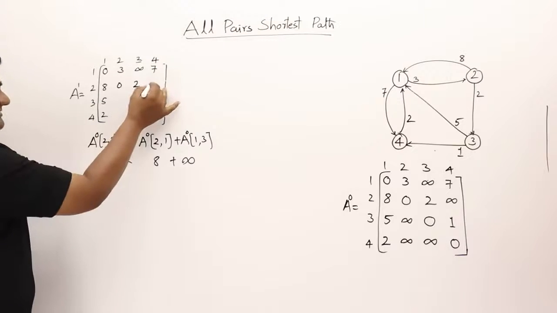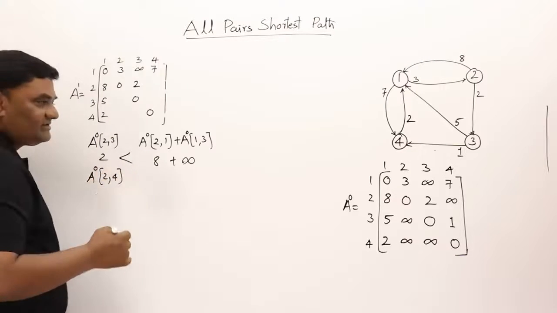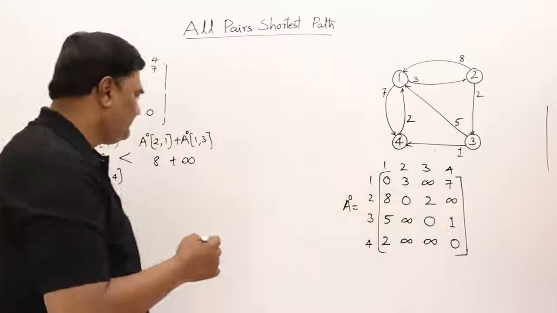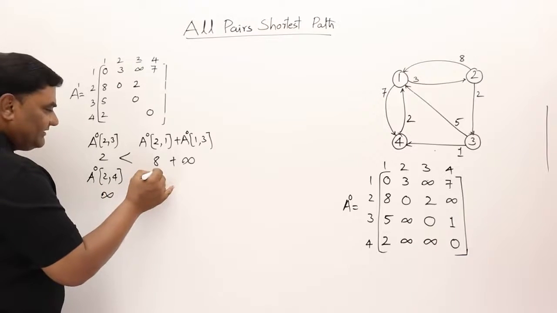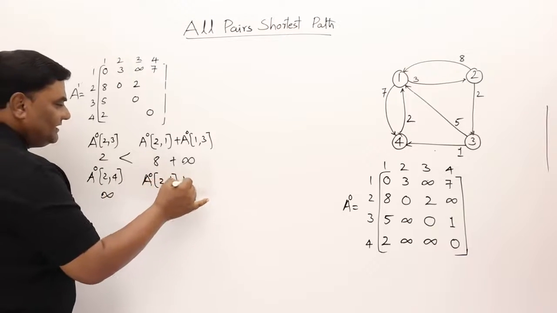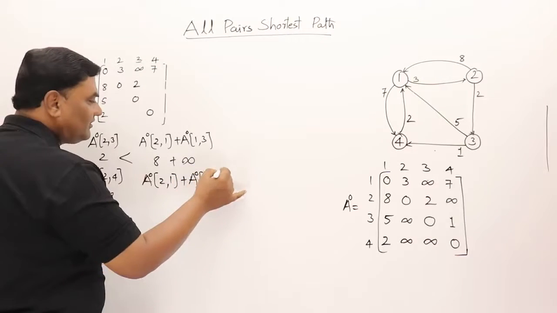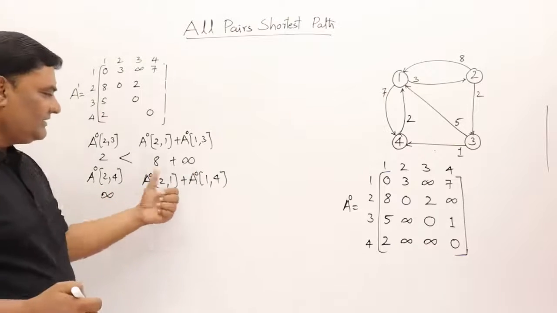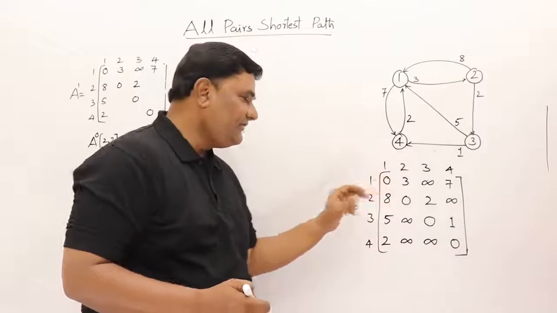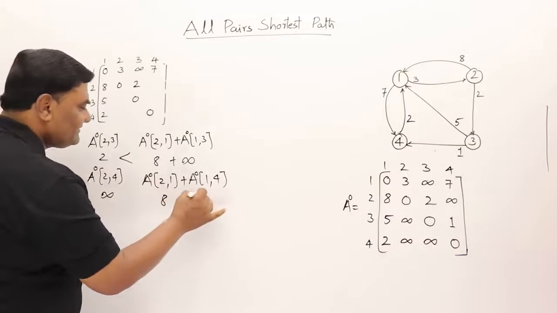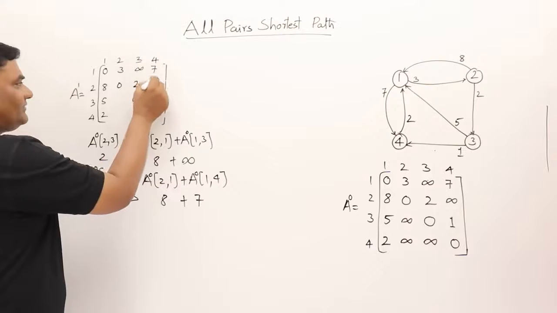Now I have to find out the next one, that is 2 to 4. So A0 of 2 to 4. What is the value there? 2 to 4 is infinity. Now I should include vertex 1 in between as an intermediate vertex. So A0 of 2 to 1 plus A0 of 1 to 4. So from that matrix find out 2 to 1 and 1 to 4. 2 to 1 is how much? 8. Then 1 to 4 is 7, 15. So this is 8 plus 7. This is 15. So this one is smaller than infinity. So update this path to 15.